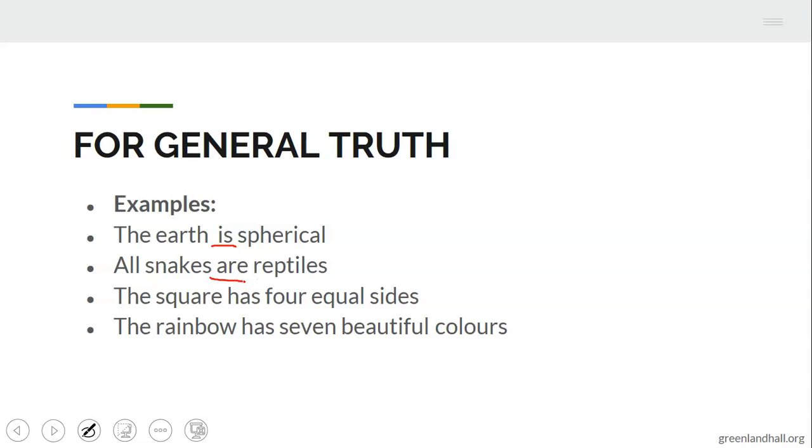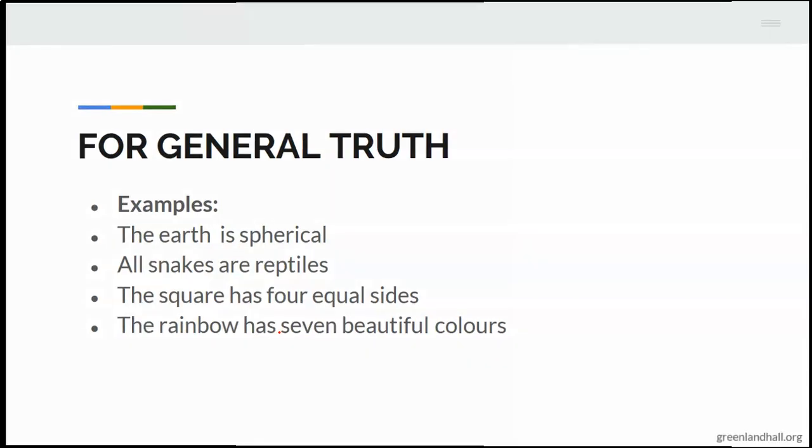The square has 4 equal sides. You know how many sides the square has? 4. That's the general truth. Then the rainbow has 7 beautiful colors. It's also a general truth. Everybody knows that the rainbow has 7 beautiful colors. So these are general truths.